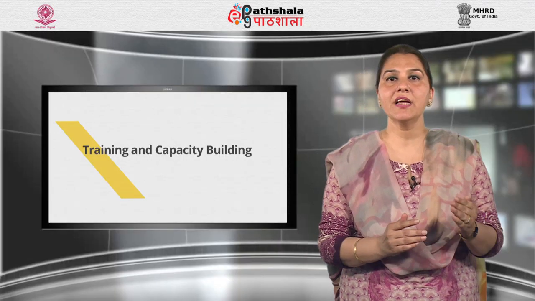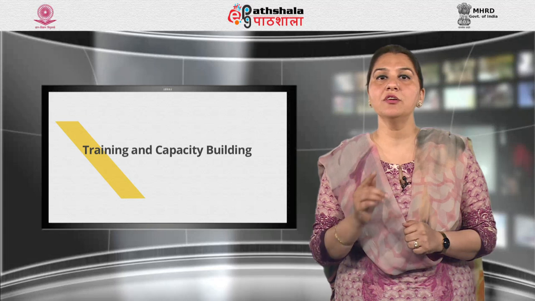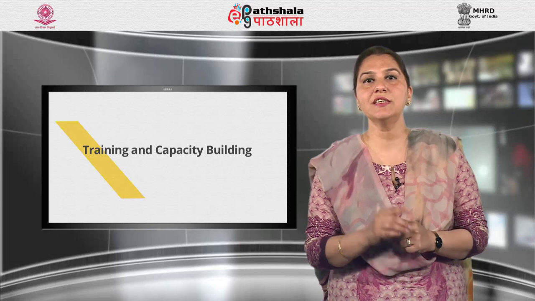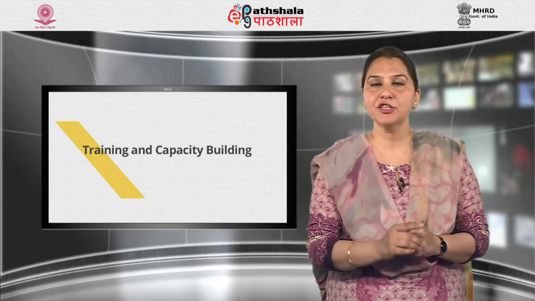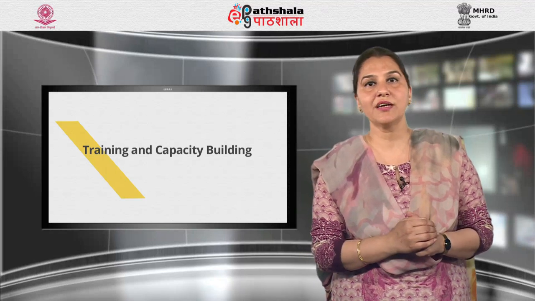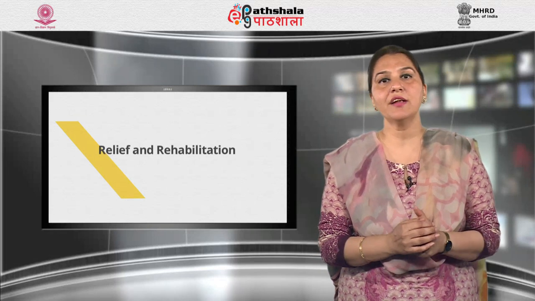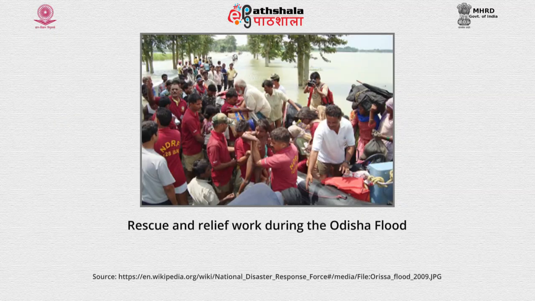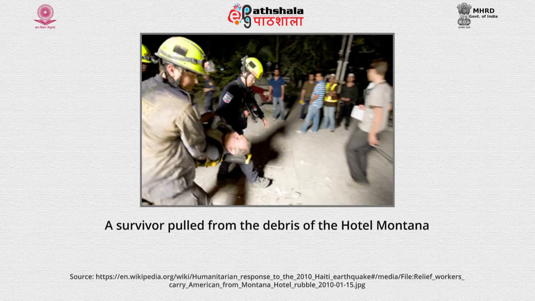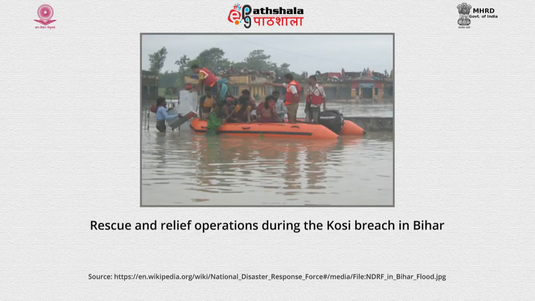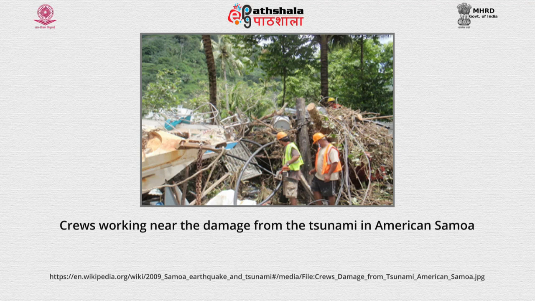Next is training and capacity building. Provide training for building entrepreneurs. Provide specific skills training for vocational and technical persons. Provide workshops and seminars for institutional capacity building at grassroots. Next is relief and rehabilitation. Provide emergency services such as temporary shelter, food, etc. after disaster or conflict. Enhance community preparedness for natural calamities and other disasters. Deliver social safety nets to the needy.